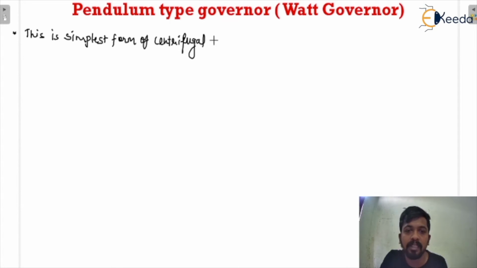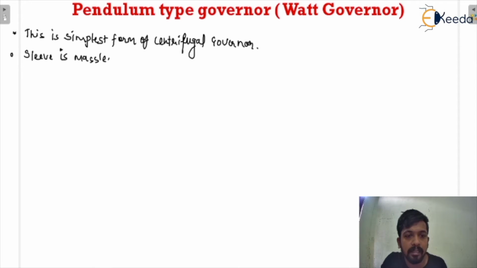What is the aim of the centrifugal governor? What is the working principle? It is used to maintain and control the mean speed of the engine. In the governor, we have seen there is a fly ball and a spindle axis, bevel gears, as well as a sleeve. In the case of the Watt governor, the sleeve is massless. There is no mass of the sleeve. That is important.